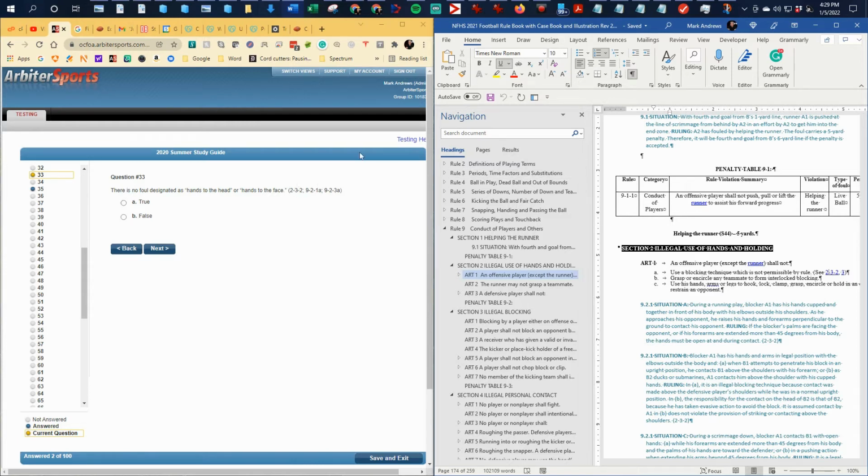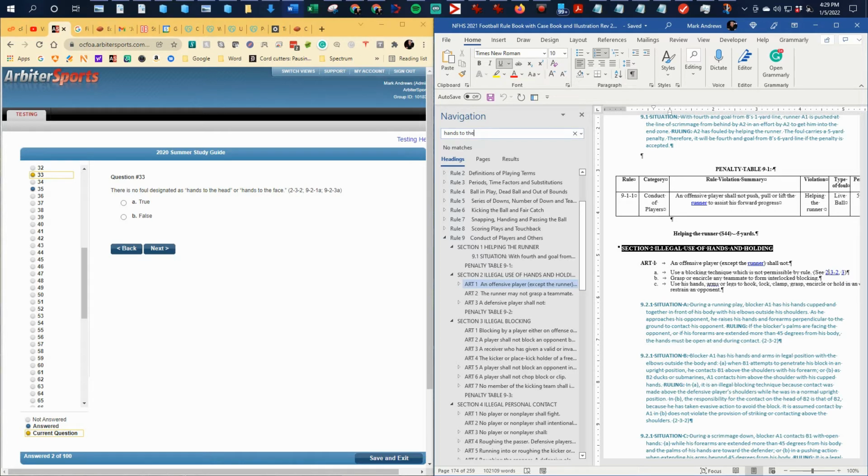But if we go to our little search tool here and type in hands to the face, no matches. Hands to the head, no matches. Now, does that mean that there's not a foul? No, there is a foul. It's just being improperly communicated. And so let's take a look at the rule citings here.